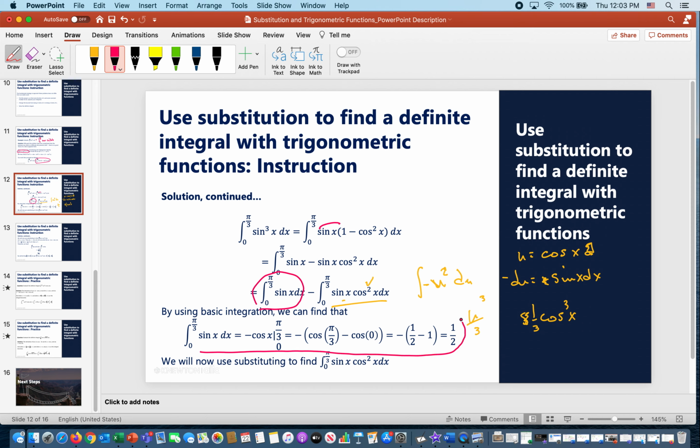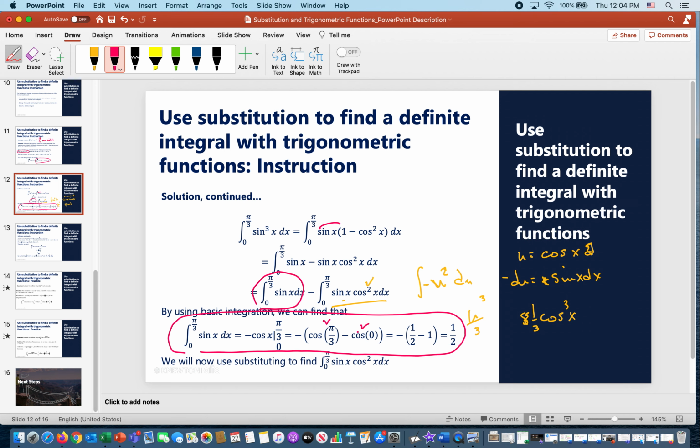Okay, so we're using our unit circle. The integral of sine is negative cosine. I plug in pi over 3. I subtract what I get when I plug in 0. And these values again are coming from the unit circle. So this first piece right here is going to evaluate down to 1/2.